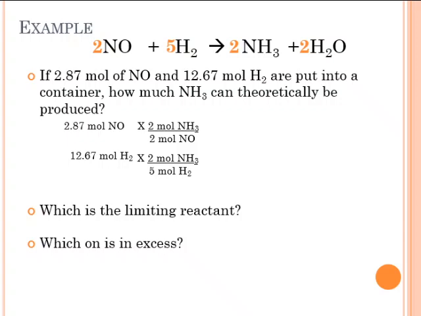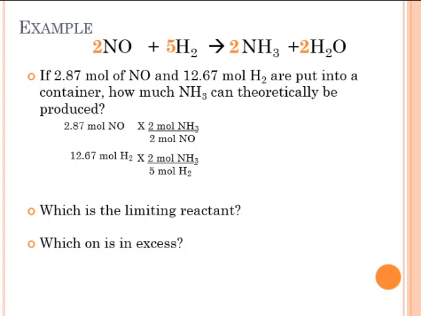So here in example 1, there is our balanced equation. Yes, you are still going to need to know how to balance an equation, see why we learned it. It says if 2.78 moles of nitrogen oxide and 12.67 moles of hydrogen are put into a container, how much ammonia can theoretically be produced? This is all theory. Nothing is perfect. You won't make this much. You may make more. We don't know.